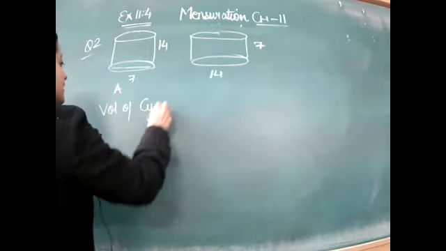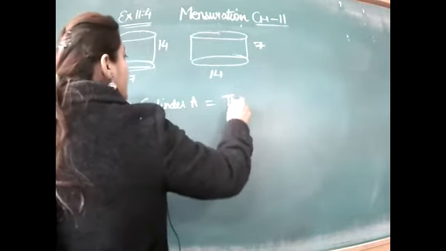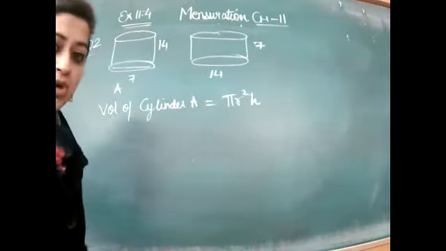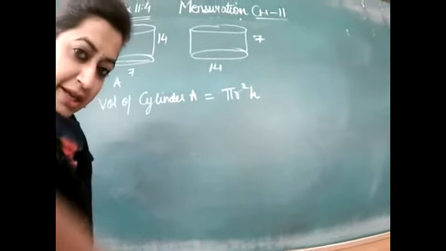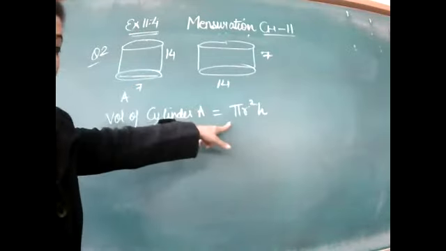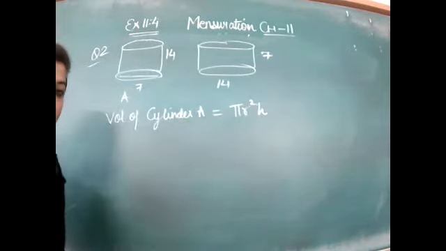Volume of cylinder A, that is pi r square h. I have just told you the formula to find the volume is area of base into height. Area of base means base is circle, that is pi r square, and height is h. The formula we have written as pi r square h.